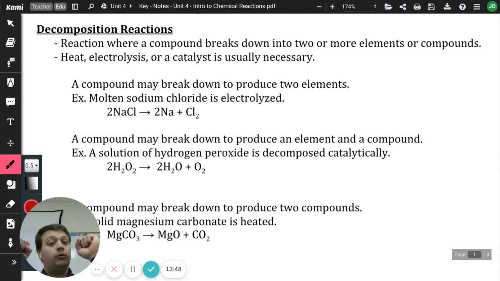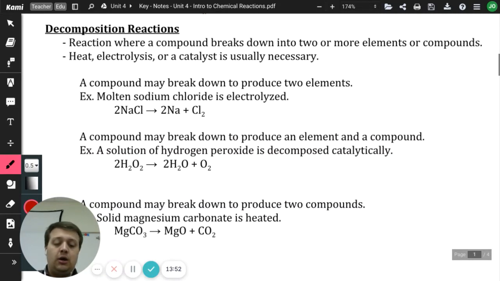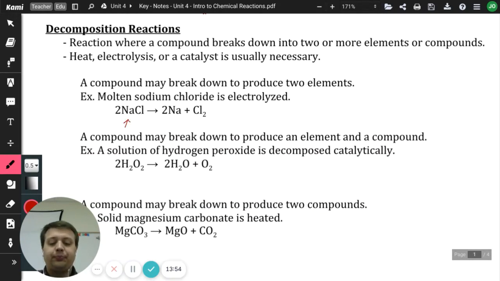Now, when we do that, we do need to make sure we balance, and so that's what you see right here with our sodium chloride breaking apart into a sodium and a chlorine atom. Now remember, chlorine is a diatomic element, so we do need to remember to put that 2 as a subscript on chlorine when it's in the atom form. Okay? All right, moving on.